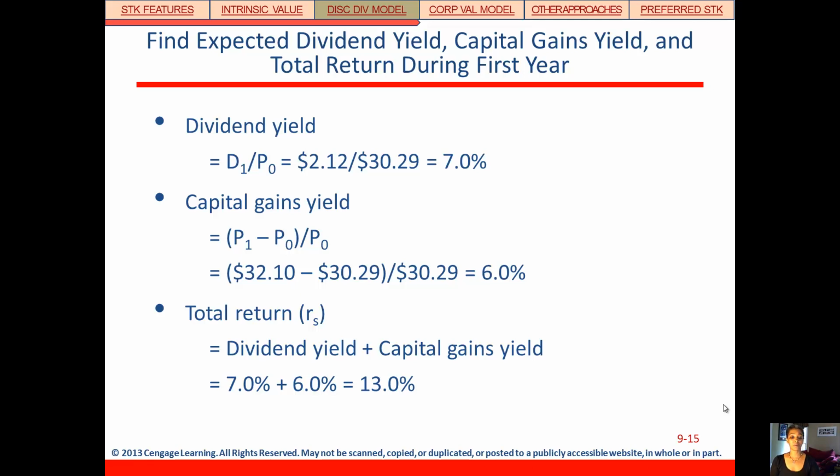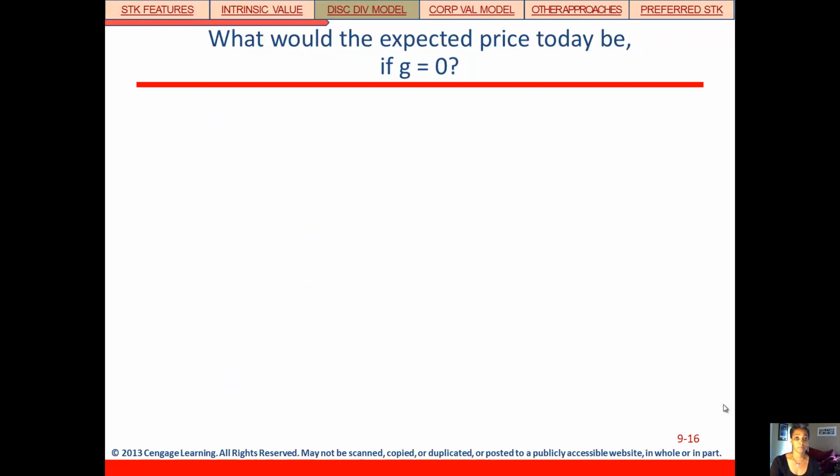And so here we're backing into it to prove to you that the total return on the stock is equal to the required return on the stock, because now we're talking about equilibrium, because CAPM is an equilibrium model. So that means that the required return is equal to the total return, which is equal to the dividend yield plus the capital gains yield.